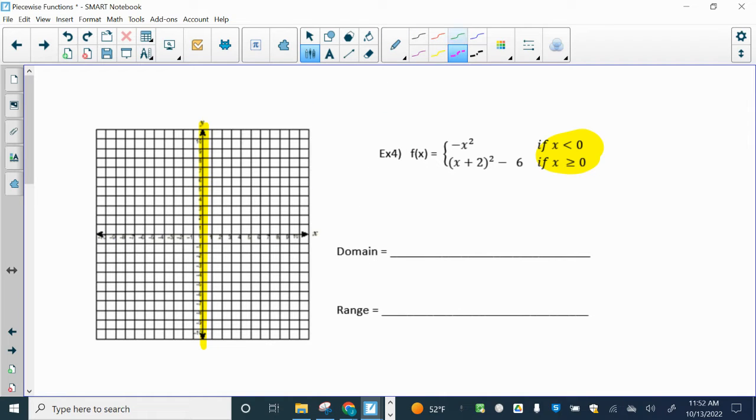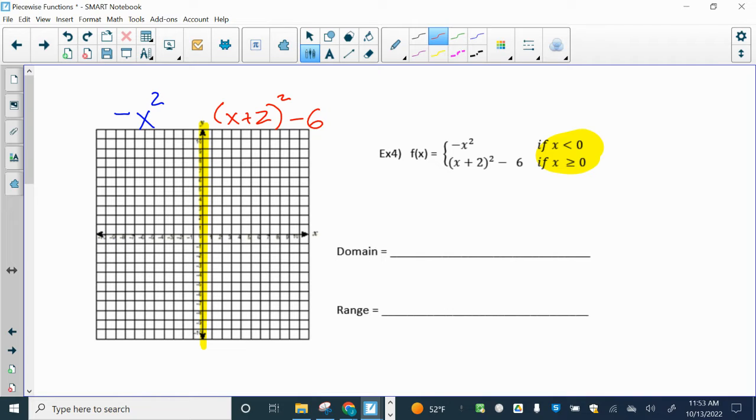Next, what I'm going to do is look at what function is where. So this top one is negative x squared, and that's for when x is less than 0. So that'd be this portion off to the left. So I'm just going to label above negative x squared. And then my function (x plus 2) quantity squared minus 6 is for when x is greater than or equal to 0. So over here, for all of our positive x's, I'm going to label (x plus 2) quantity squared minus 6. Okay.